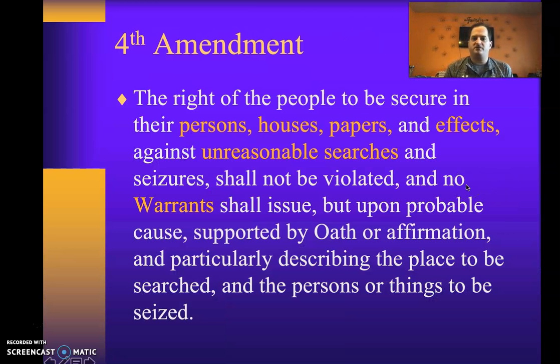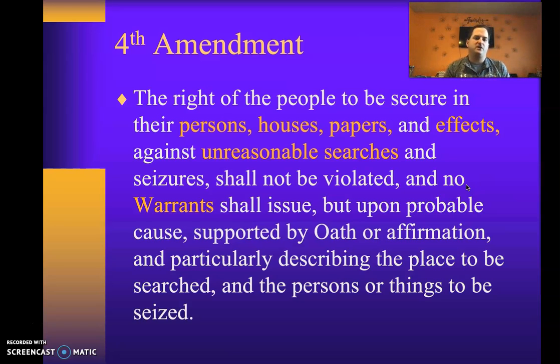So the wording of the Fourth Amendment is pretty important, and really focus on those yellow words. The right of the people to be secure in their persons, houses, papers, and effects against unreasonable searches and seizures shall not be violated. And so, again, vague language, like what exactly does unreasonable mean? And that's where courts come into play. You might think the cop was unreasonable, the judge may not agree. And so, again, a lot of these amendments are written with vague language, and that's where our courts have come in over time, and they've interpreted what all of this means.